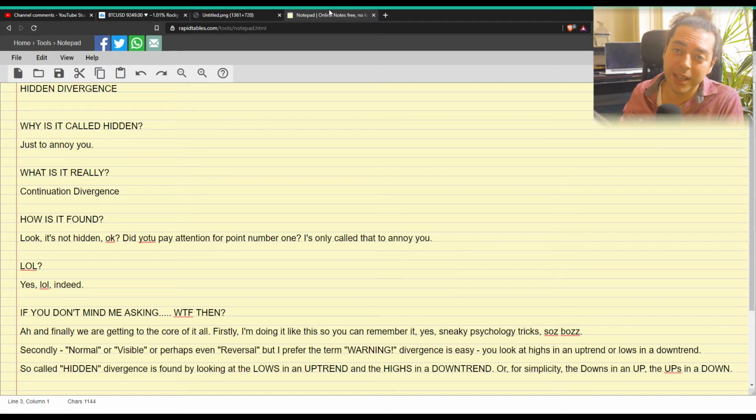Now, is it any more hidden than the regular stuff? Not at all. In fact, they're equally visible in the charts. If I had to say that one was more or less visible than the other, I couldn't. If you held a gun to my head, you'd have to shoot me. I'm sorry. They're both as visible as the other. It's a really, really bad name. And like I said in part number one, it's just to annoy you. Let's move on to the next chapter.